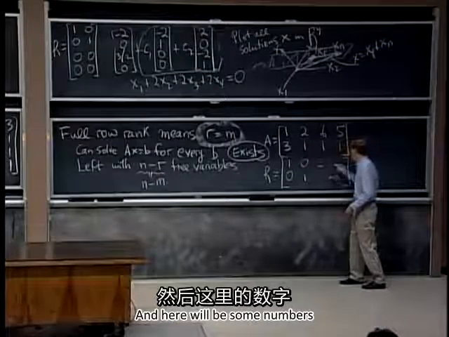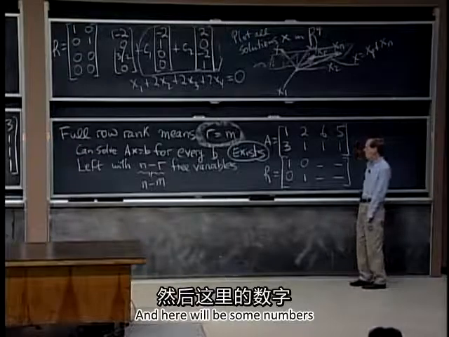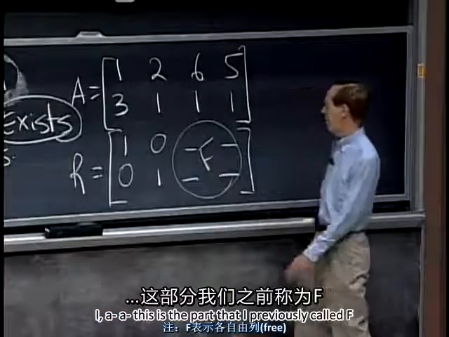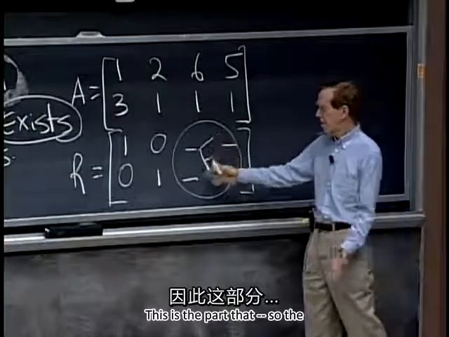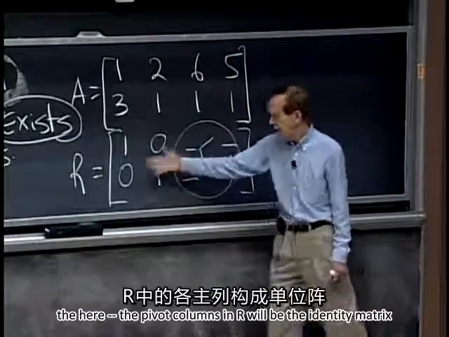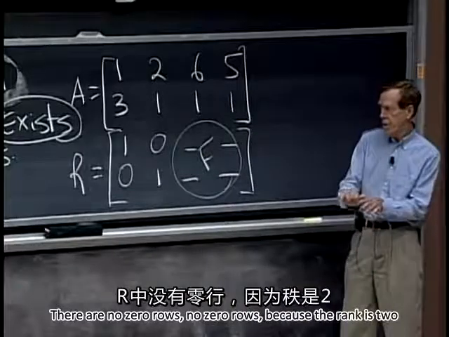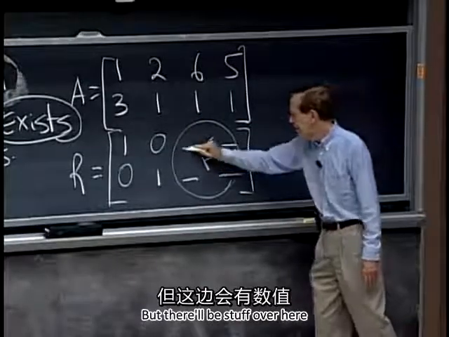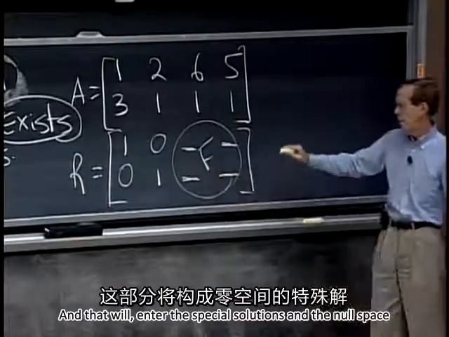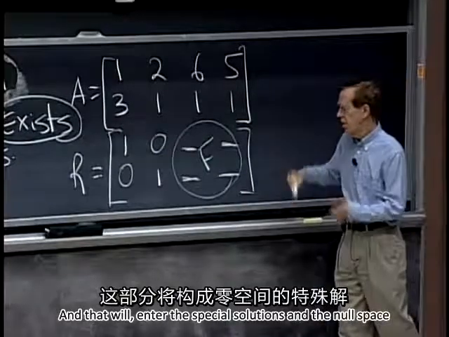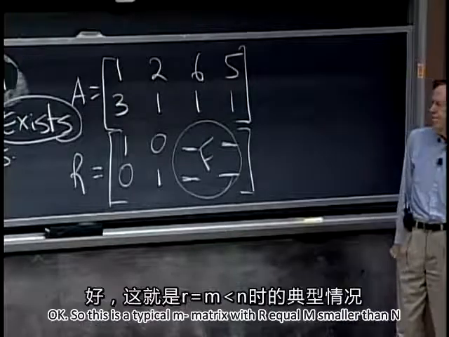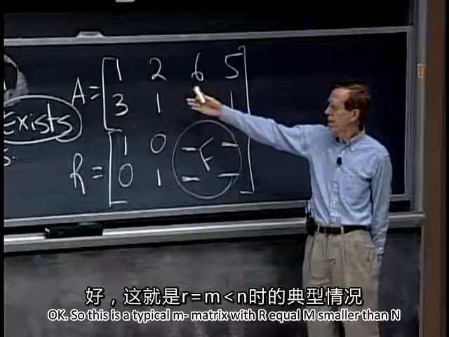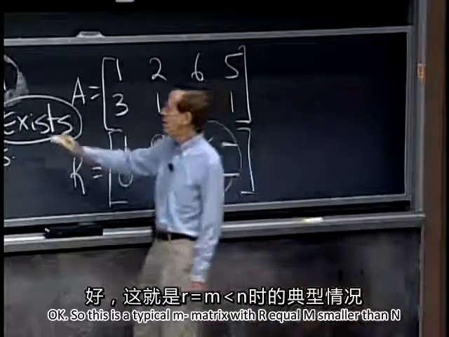And here will be some numbers. This is the part that I previously called F. The pivot columns in R will be the identity matrix. There are no zero rows because the rank is 2. But there'd be stuff over here, and that will enter the special solutions and the null space. Okay. So this is a typical matrix with R equal m smaller than n.